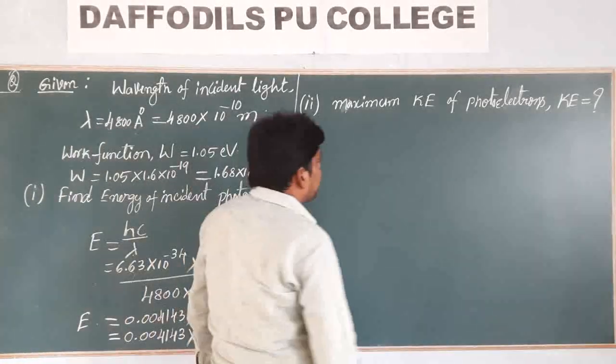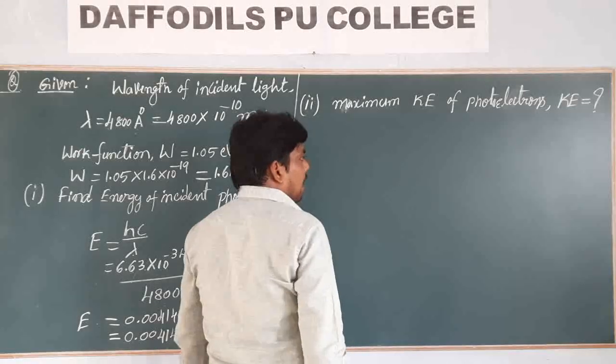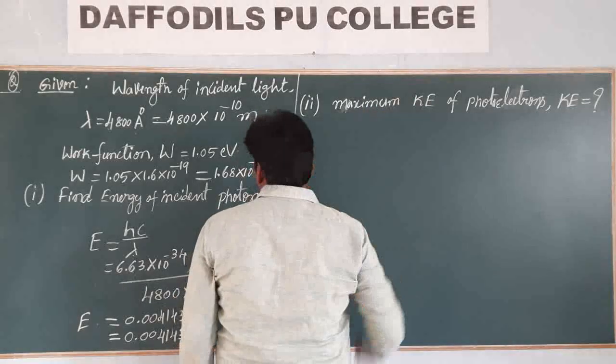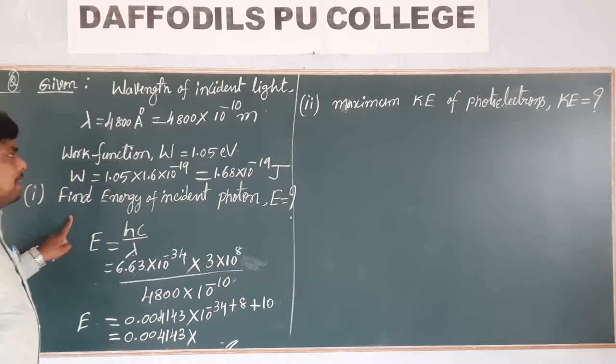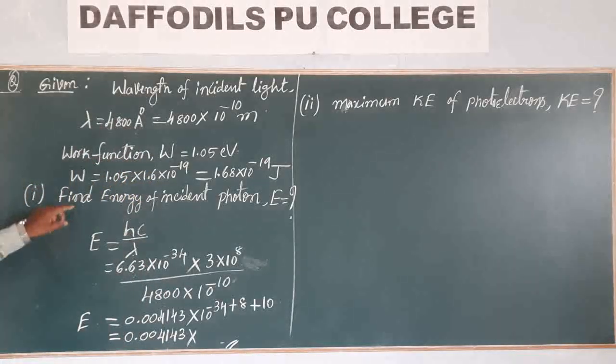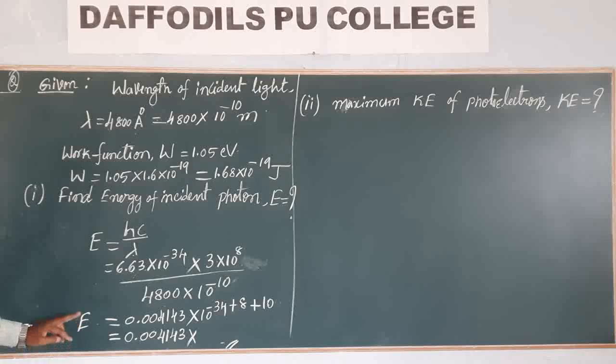Next, what we have to calculate? The maximum kinetic energy of the photoelectron. How to calculate it? Have they given any speed value? No. Now we have to use the same thing again, that is the energy value as well as the work function.